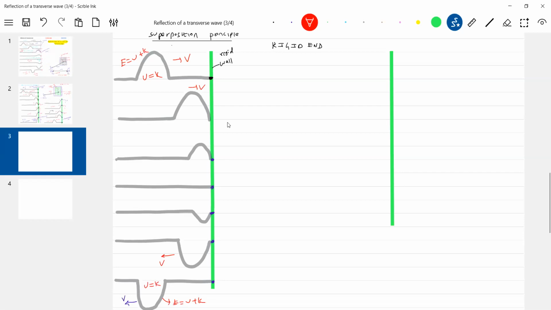Okay, when a wave is reflected by a rigid wall, this is what happens. Every time, drawing the shape of the rope will be very difficult. We will go for one graphical method. In the graphical method, what is it telling? If an erect pulse arrives at a rigid wall, what the graphical method is telling is, you assume another, an inverted pulse.